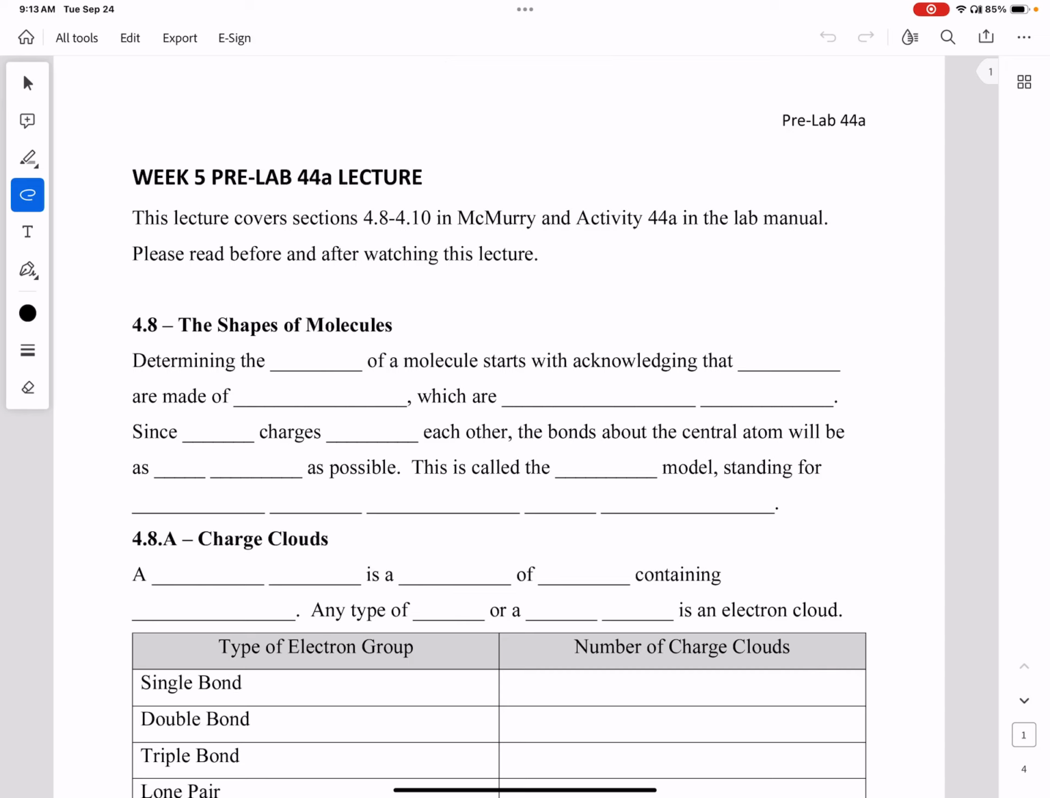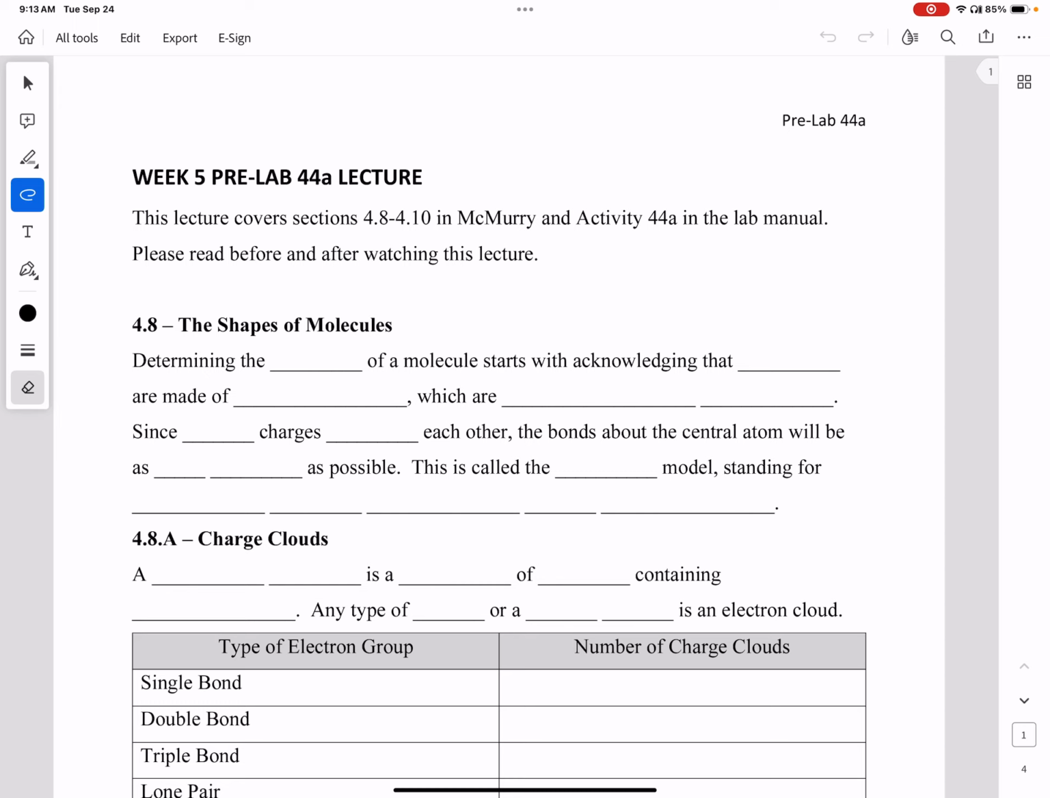Hello and welcome back. This is our pre-lab lecture for week 5. And despite the fact that we will be in lab, this is an activity. So this will be 44A, and this covers sections 4.8 through 4.10 in McMurray and activity 44A in the lab manual. And you should read before and after watching the lecture.